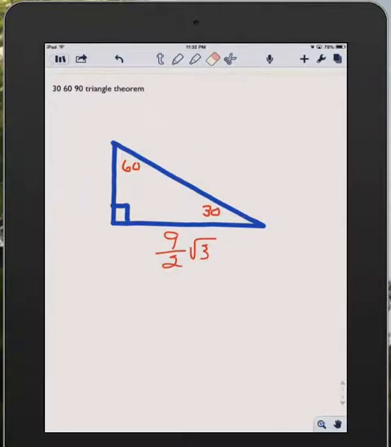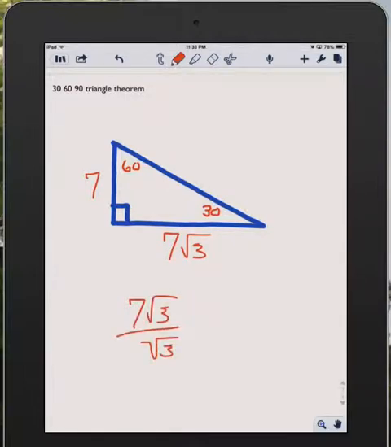And continuing still, if the longer leg is given as equaling, say, 7 times square root of 3, you divide by the square root of 3 and you get 7. That's the longer leg divided by the square root of 3 gives you the shorter leg. The square root of 3 factor cancels, and we get 7. 7 times 2, or 14, is the hypotenuse.